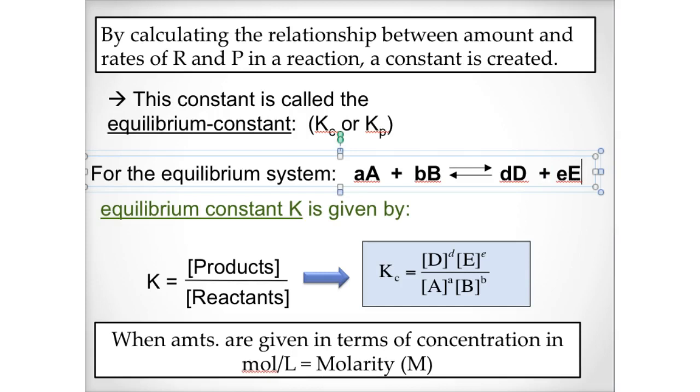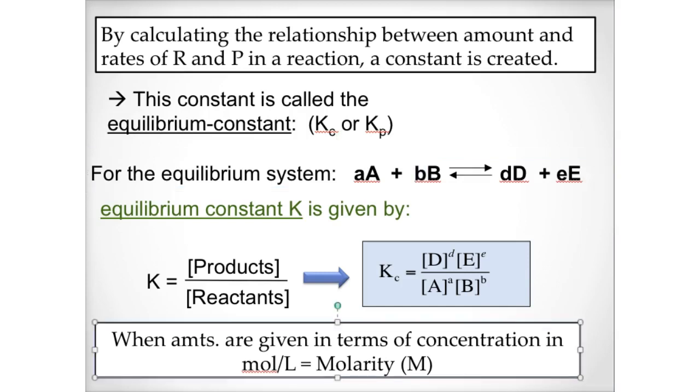And so we're going to multiply that by the concentration of E to the power of its moles. And you're going to divide that by the concentration of A to the power of little a, times the concentration of B to the power of its coefficient, or its moles. And again, you have to remember that concentration is in moles per liter.